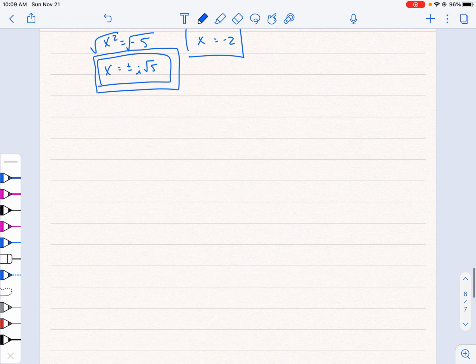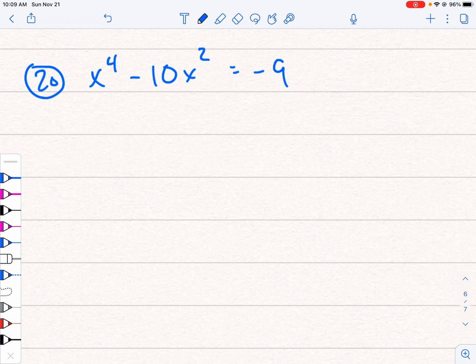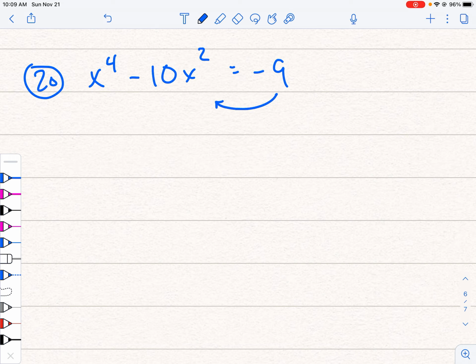I said I was going to do a third question, and I think we should. I'm going to look at a question like number... Where's one with a 4 in it? There we go. Question number 20. Last one for this video for anyone watching or needing it. X to the fourth minus 10x squared is negative 9. The first thing that I notice is that this thing needs to move over here, so they're all together. So x to the fourth minus 10x squared.